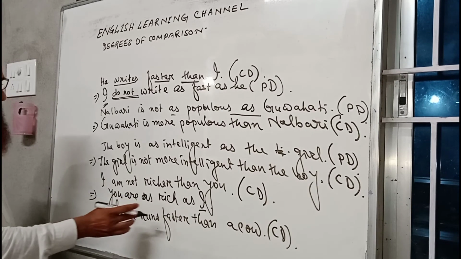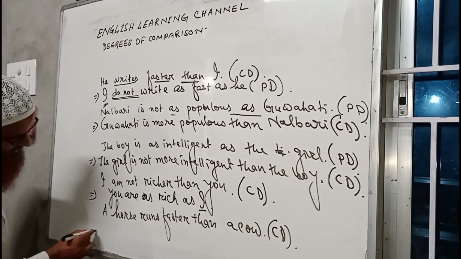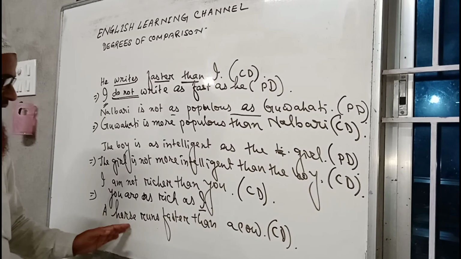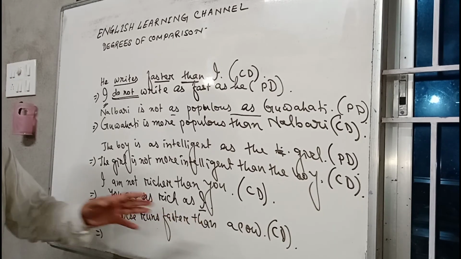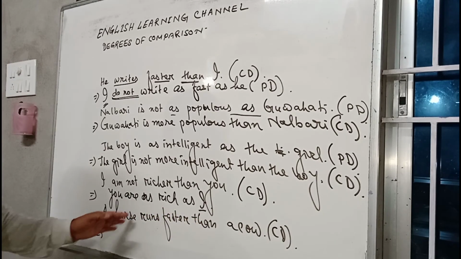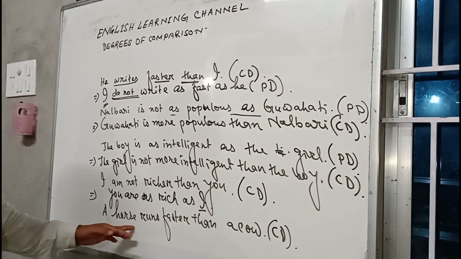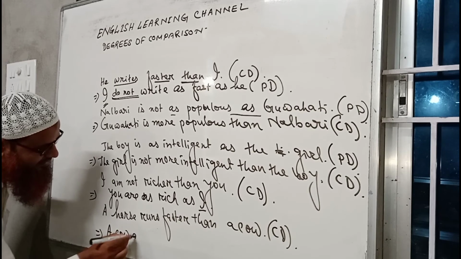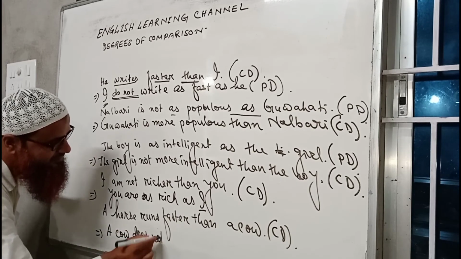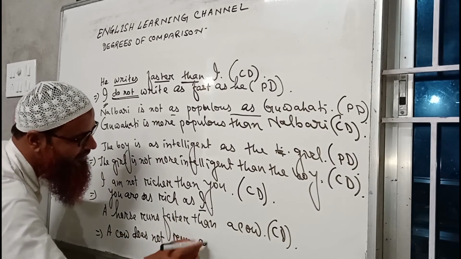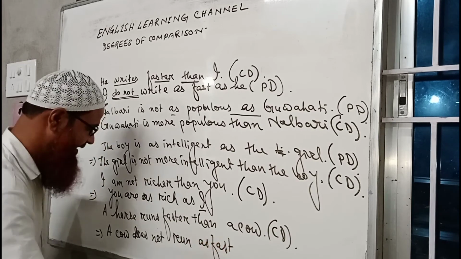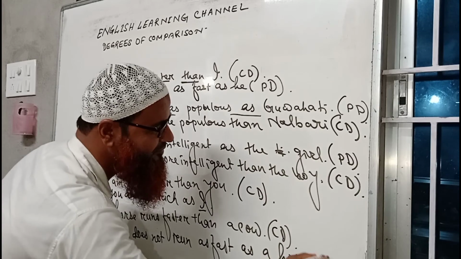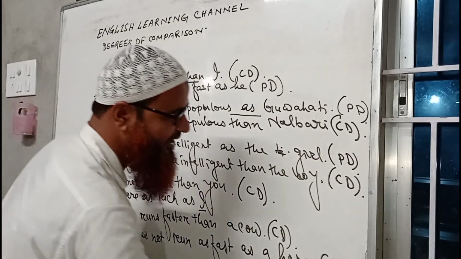Again, a horse runs faster than a cow. That means what does the sentence mean? That means a horse runs faster than a cow. That means a cow does not run as fast as a horse. Okay, a cow does not run as fast as a horse. So I hope this will be in positive degree.